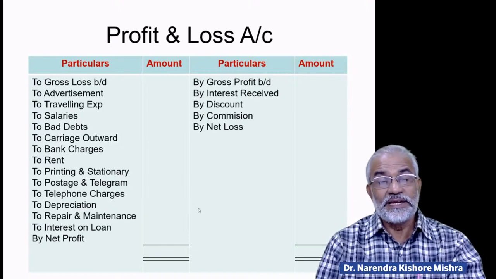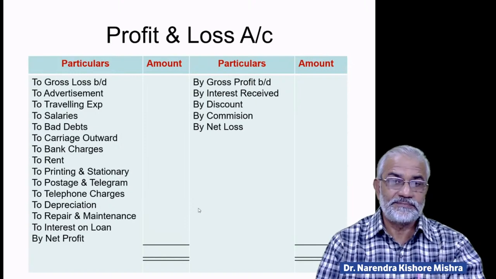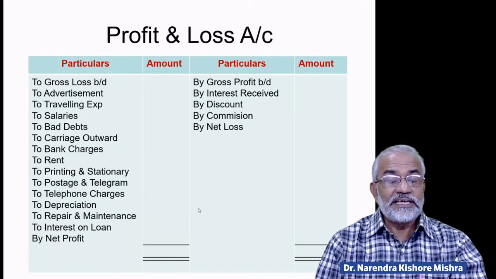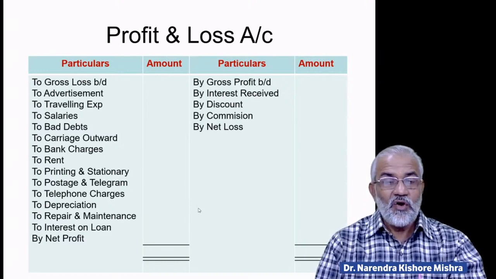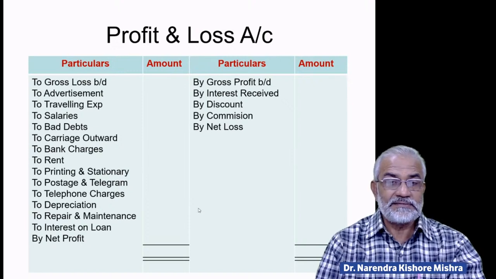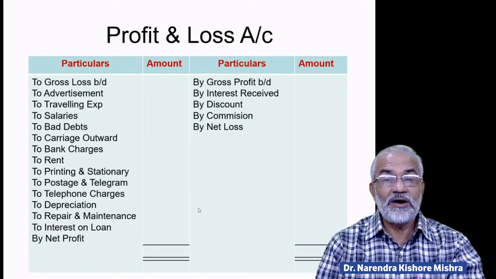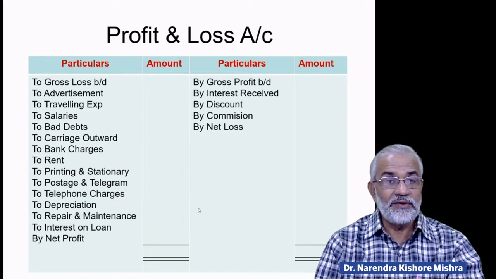Just the reverse would be the entry in case of the gross loss. Then after taking the gross profit or gross loss from the trading account to the profit and loss account, the next step is to take all the indirect expenses to the debit side of the profit and loss account, and all the indirect incomes to the credit side of the profit and loss account.